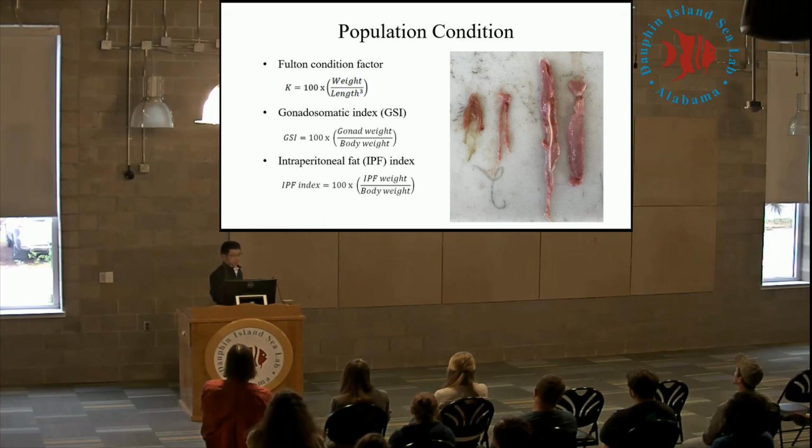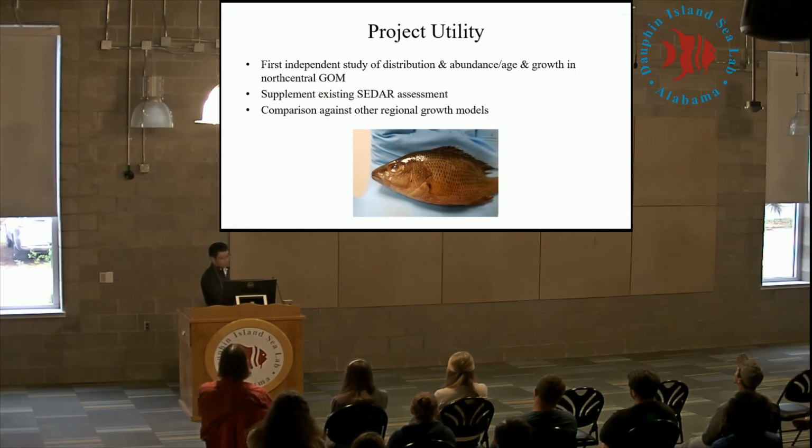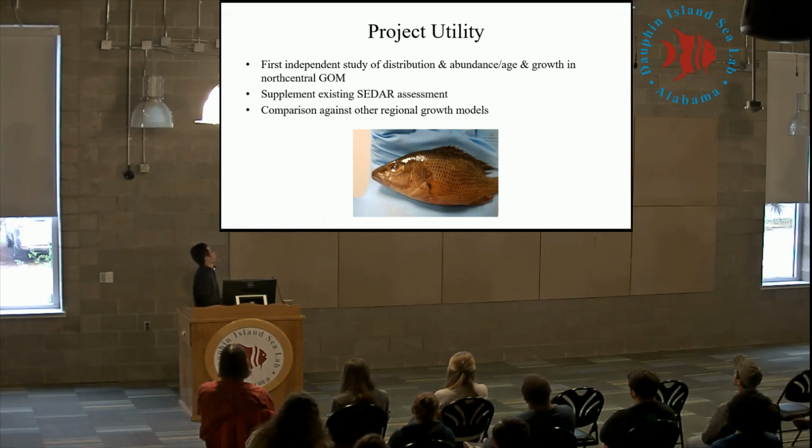And this is telling you the relative allocation of growth towards reproductive growth, so the gonads, versus somatic growth, which is the body weight. And using these two, you can tell when these fish are starting to spawn. So right before they start to spawn, the GSI will be relatively high because they're allocating more energy there, and the Fulton condition factor will be somewhat low. And then after they spawn, GSI will be low, but then Fulton condition factor will start to increase. And then alongside this, I'll also be sampling intraperitoneal fat, or IPF, and that's just another measure of energy storage versus energy expenditure.